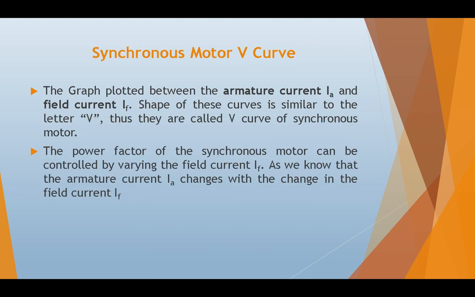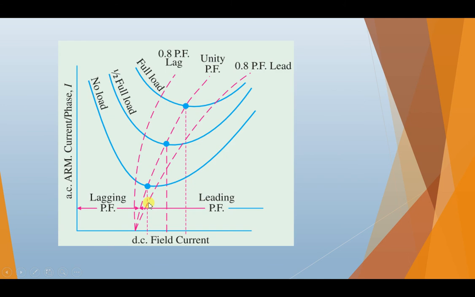The next one is the synchronous motor V curve. This is the graph plotted between the armature current IA and field current IF. Its shape is similar to the letter V, thus we call it the V curve of the synchronous motor. We know that the power factor of a synchronous motor can be controlled by varying the field current IF. As we know, armature current IA changes with the change in the field current IF. So this is the V curve.